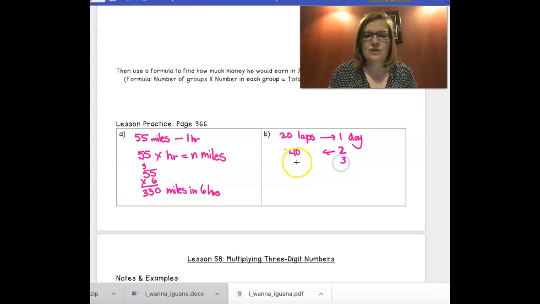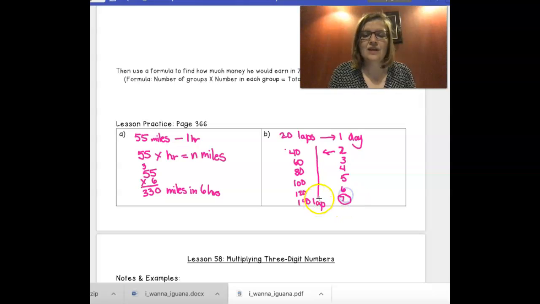3 days is going to be 60. 4 days, we know, is going to be 80. So I'm going to make my table so it looks kind of pretty. 5 days is going to be 100 laps that he'll have total. 6 days is 120 laps. And finally, 7 days, he will go 140 laps. And there is our answer for 7 days.